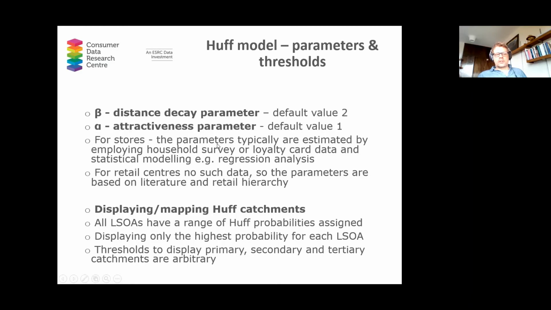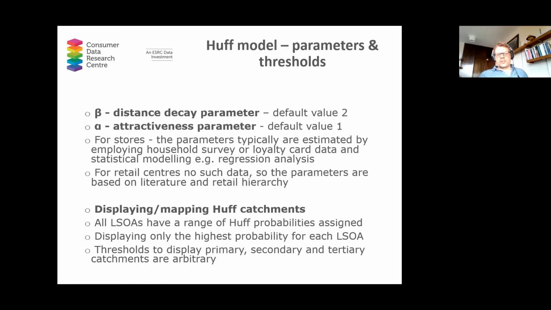As I already mentioned, these parameters need to be estimated. For retail stores, typically they are estimated by employing either household surveys or loyalty card data. If we have such data, then we employ statistical modeling, such as regression analysis, and obtain the parameters for every single retail center or retail store. And that is the proper way of doing it. However, if we deal with retail centers, we don't have such data. We don't have loyalty cards for entire retail centers. It is not that easy to estimate retail sales for entire retail centers either.